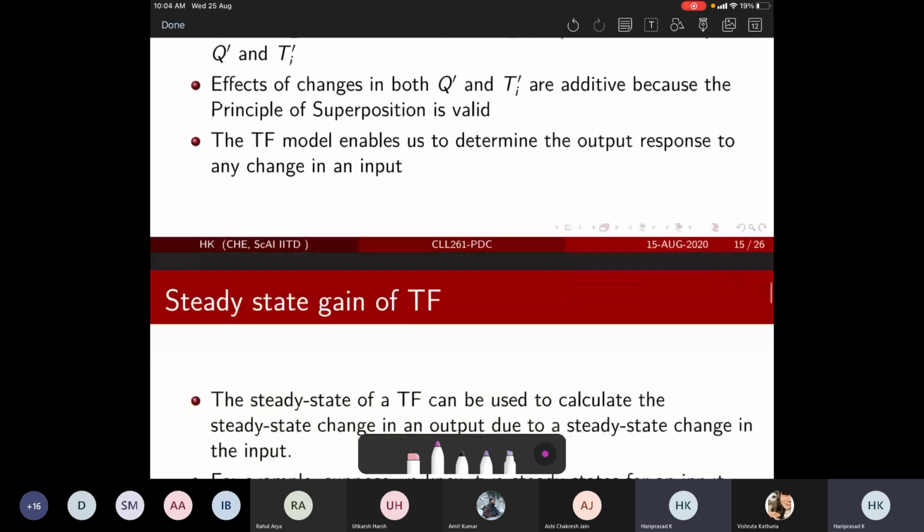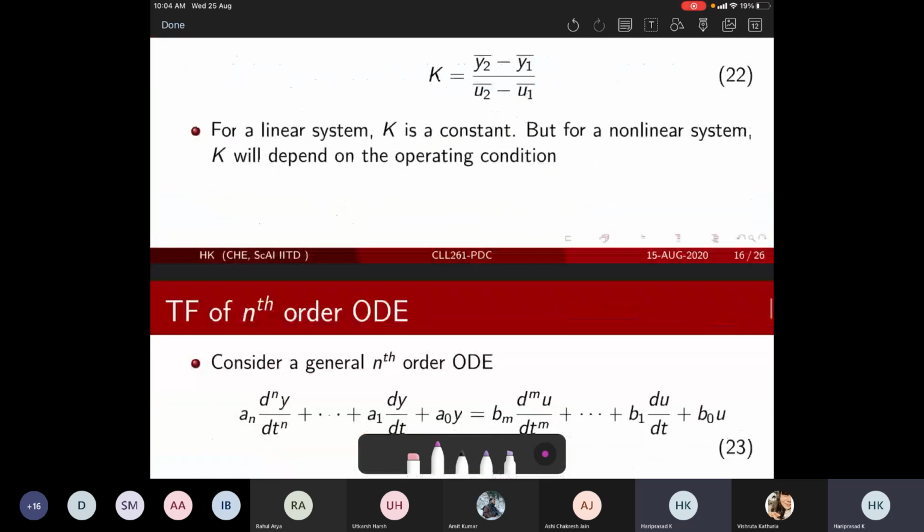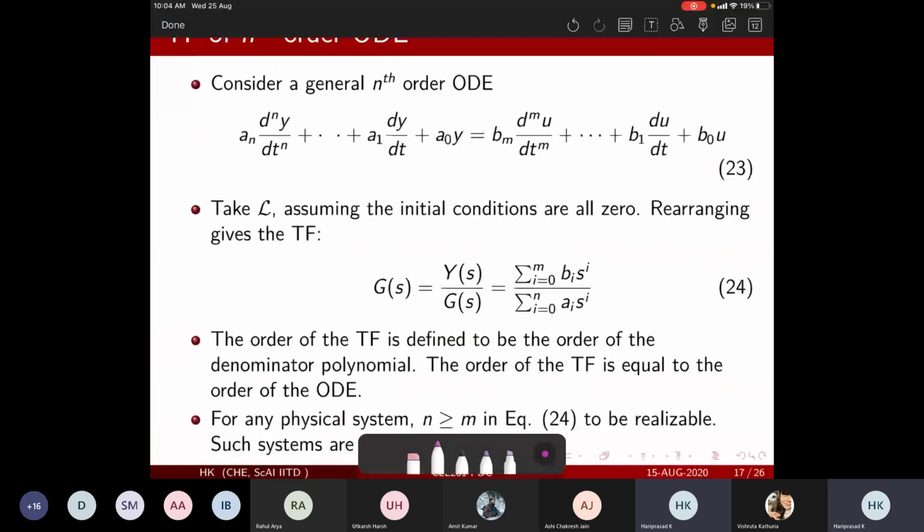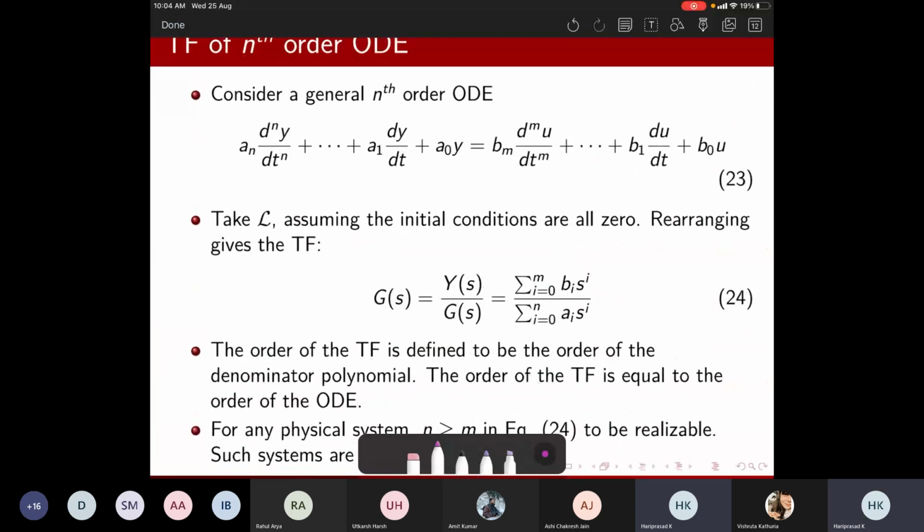So now let's look at the second issue. So you might be dealing with any nth order ODE. Any process system that you would deal with may contain an nth order ODE, which essentially means that n is greater than m. So your output side, the order is n, while the input side, the order is m, and generally n is greater than m to make the system realizable.